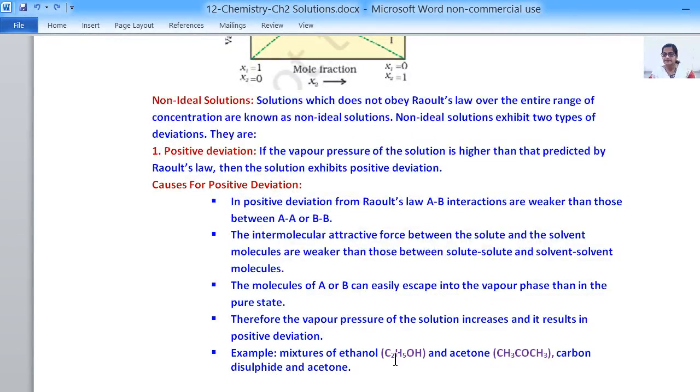So examples are very important. The first example for positive deviation is ethanol and acetone. Second example is carbon disulfide and acetone. In the carbon disulfide and acetone mixture also, the bond between carbon disulfide and acetone is weak, and as a result, the molecules can easily escape into the vapor phase, and as a result, it will exhibit positive deviation from Raoult's law. So this is the positive deviation.